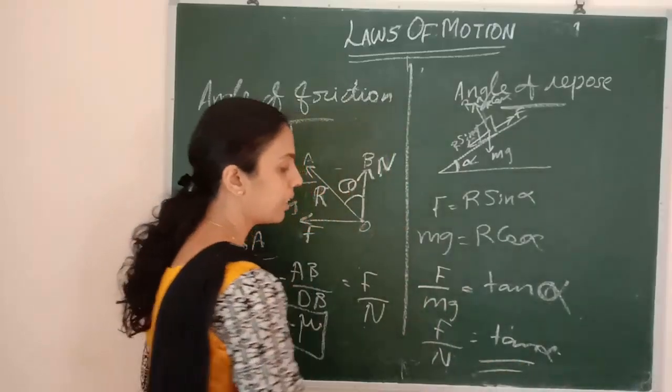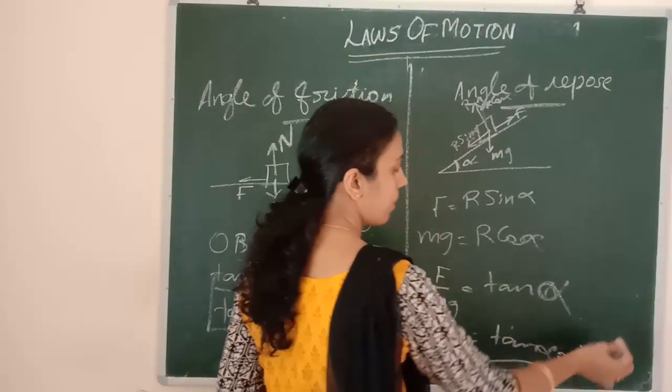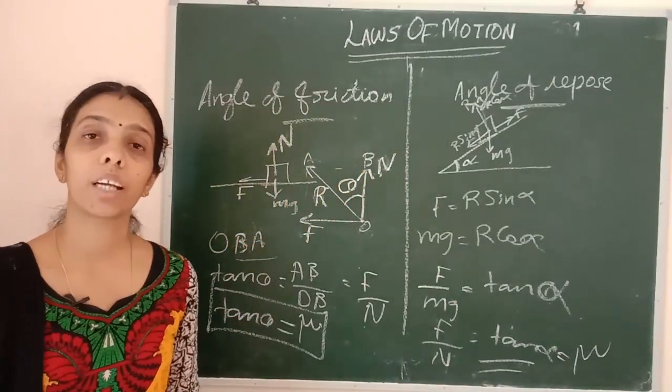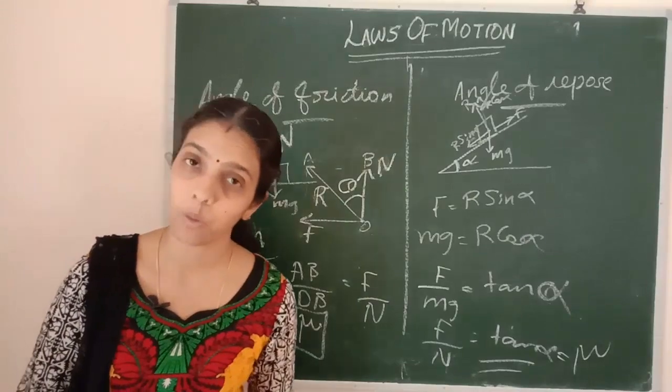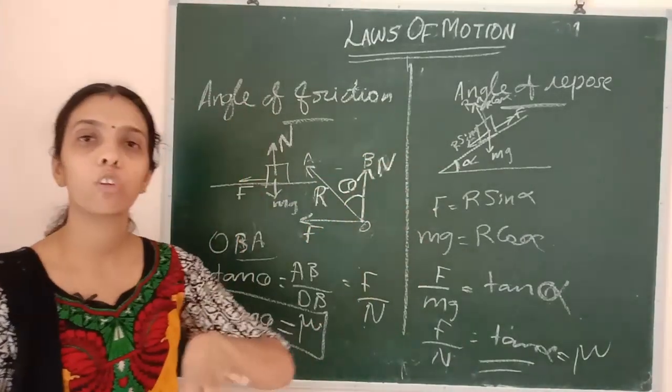So this will be mu. Again it is getting as mu. Mu is tan alpha. Like that also we can find out the angle of repose. So you understood how we are finding out the angle of repose and angle of friction.